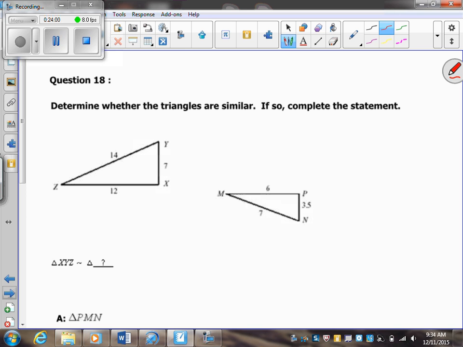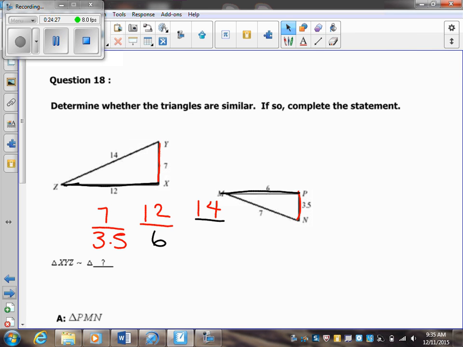All right, number 18, determine whether the triangles are similar. If so, complete the statement. For it to be similar, the sides have to be proportional. So I'll list my smallest, medium, largest. Small to small, which is 3.5 over 12 is the medium, right? Then my medium length is 6. Then 14 is the largest one. It has to be with 7.